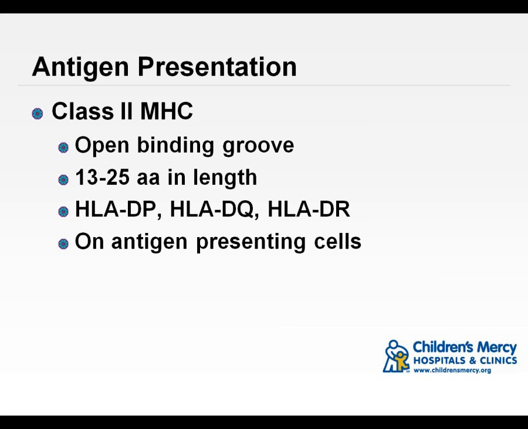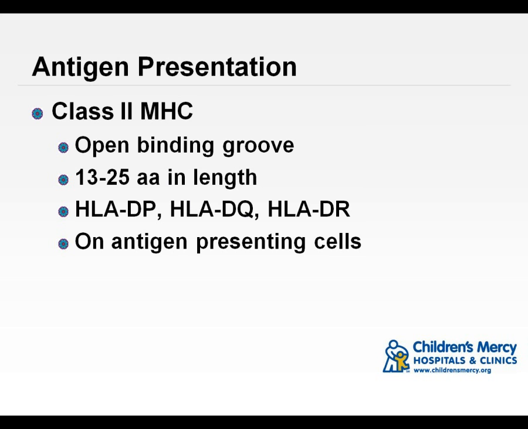MHC class 2 is made of an alpha chain and a beta chain. It looks similar to MHC class 1. I didn't put a picture up here. It has the same groove, but the peptide doesn't have to be cut and chopped very nicely to fit into that. It can be anywhere from 13 to 25 amino acids long, so pretty big compared to what an MHC class 1 holds. Examples of class 2 MHC are HLA-DP, DQ, and DR.